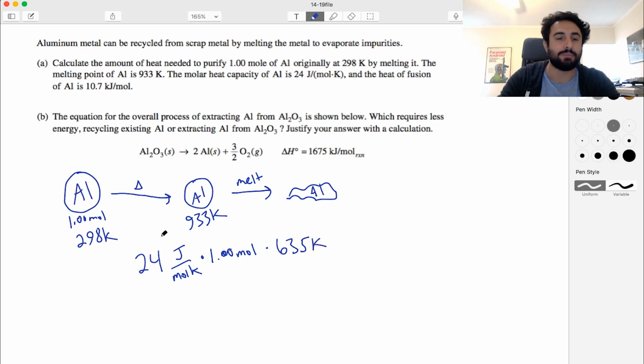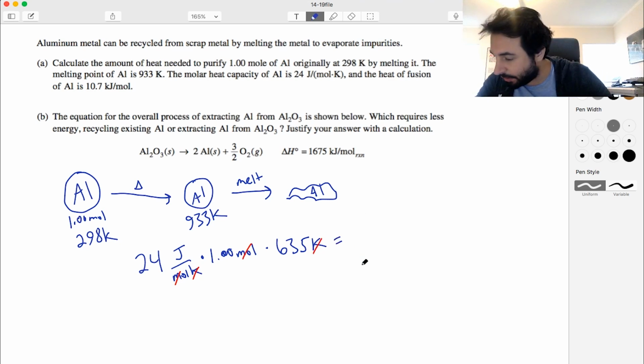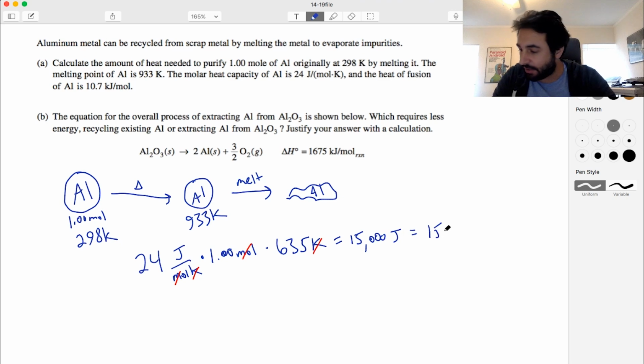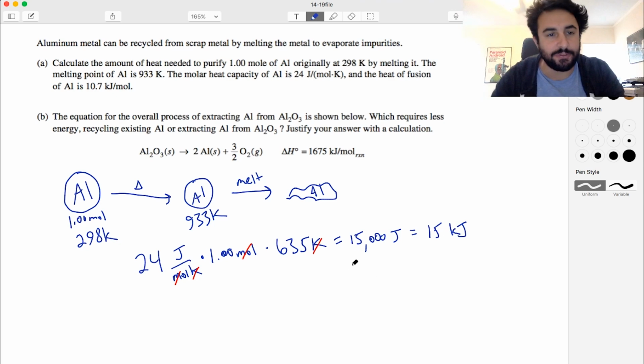635 K. That's the difference between 933 and 298. So 300 to 900 is 600, plus 33, plus another 2, if you want to do that mental math. And so that's going to get rid of moles, that's going to get rid of Kelvin, and we're going to end up with exactly 15,000 joules, which is 15 kilojoules, right?